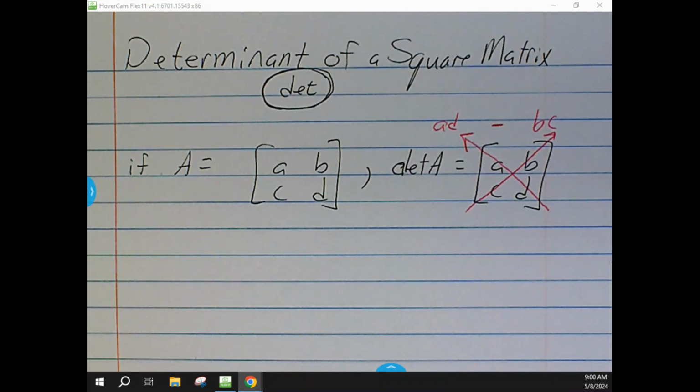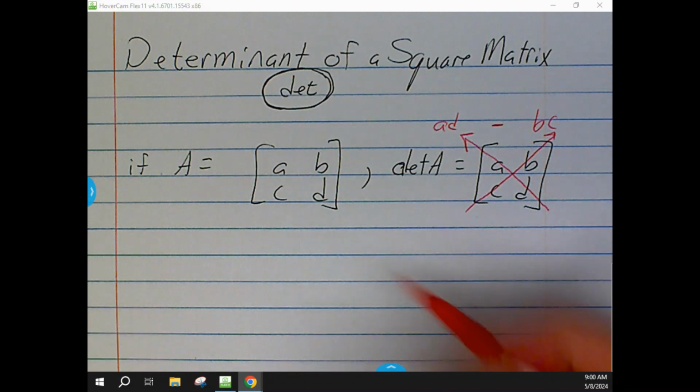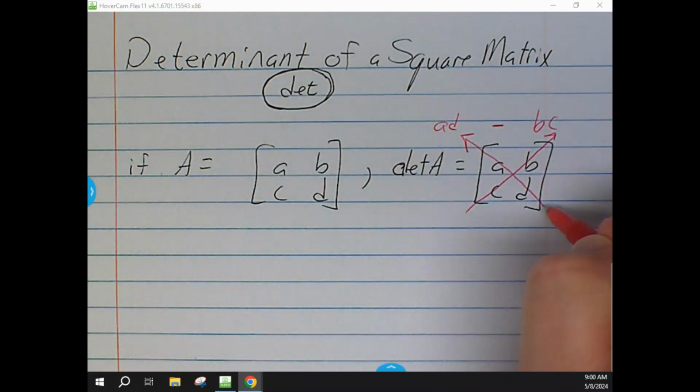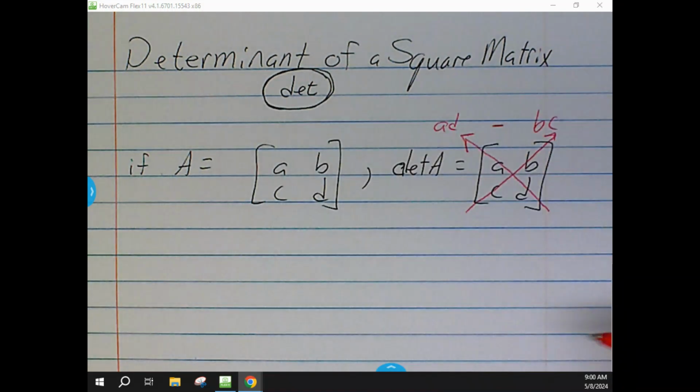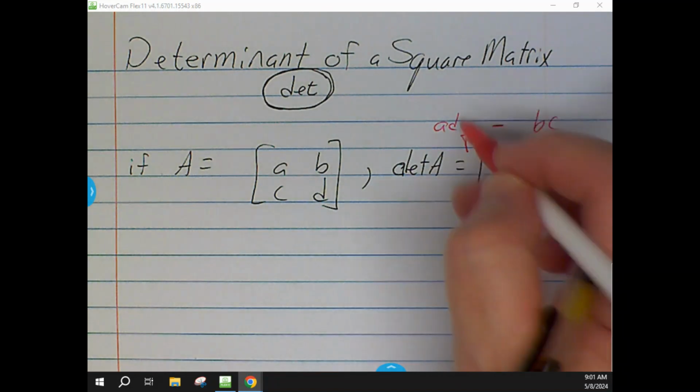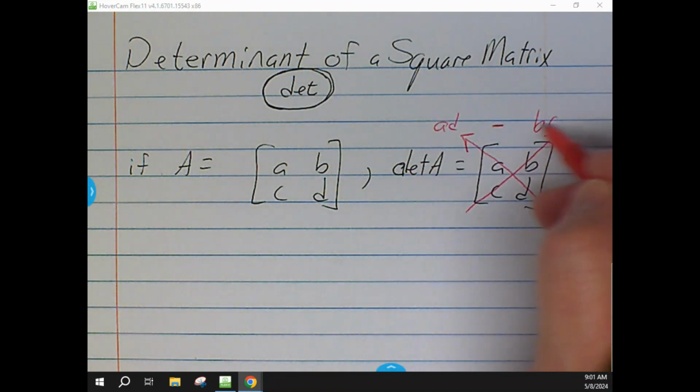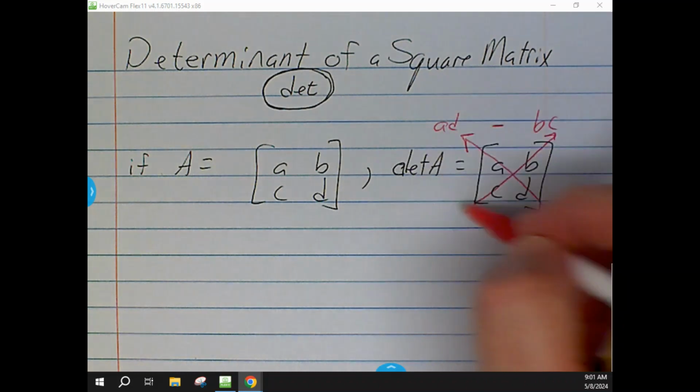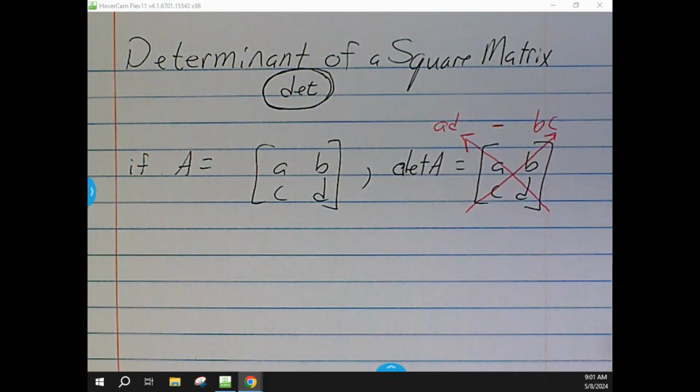Okay, so you're going to do cross products, but instead of doing the cross products going down, you're going to do your cross products going up. Whether you do A times D or D times A, that part doesn't matter. Same thing over here. Whether you do B times C or C times B, it doesn't matter. As long as you multiply these two up here and these two over here, that's the main thing.